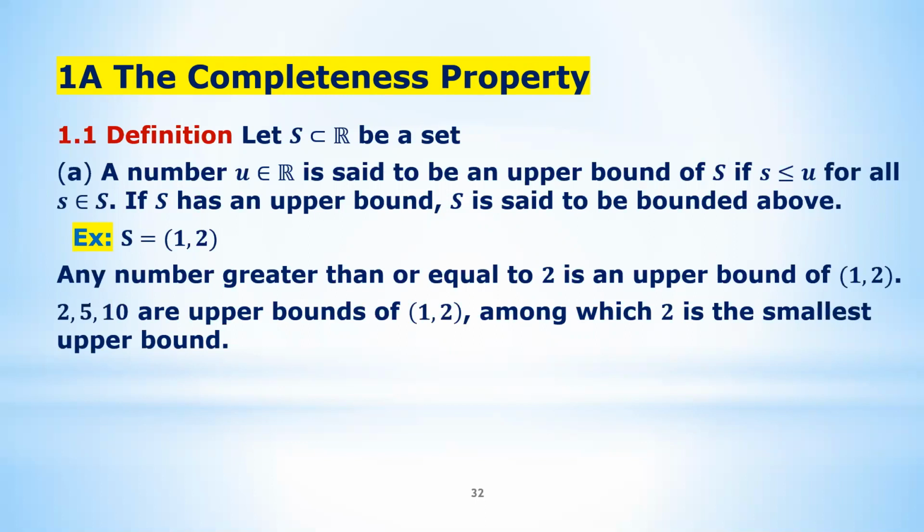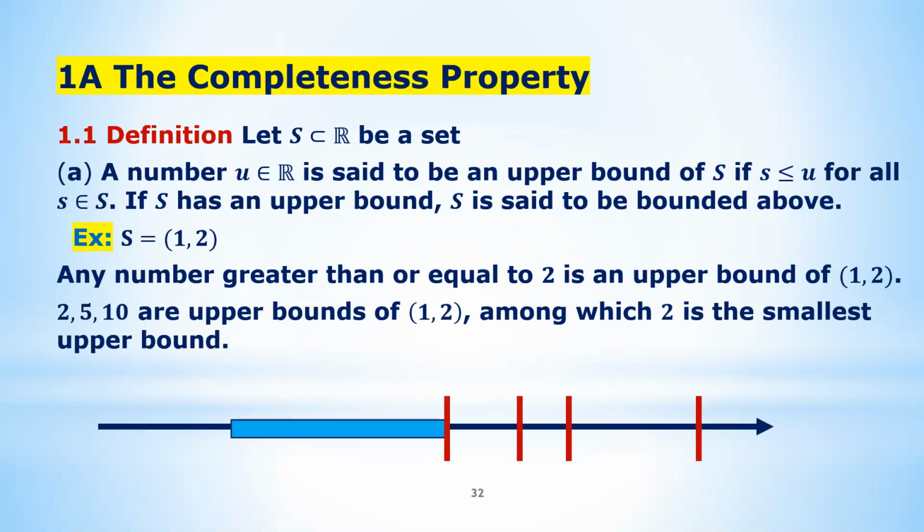More specifically, 2 and 5 and 10 are upper bounds of the set. And here we especially pay attention: if you have an upper bound, then there's always a smallest upper bound. In this case, 2 is the smallest upper bound. If you look at the picture, S is an interval, and the red bars are all upper bounds. You can see the one on the right side is the smallest upper bound. This is an important thing we're going to talk about later.